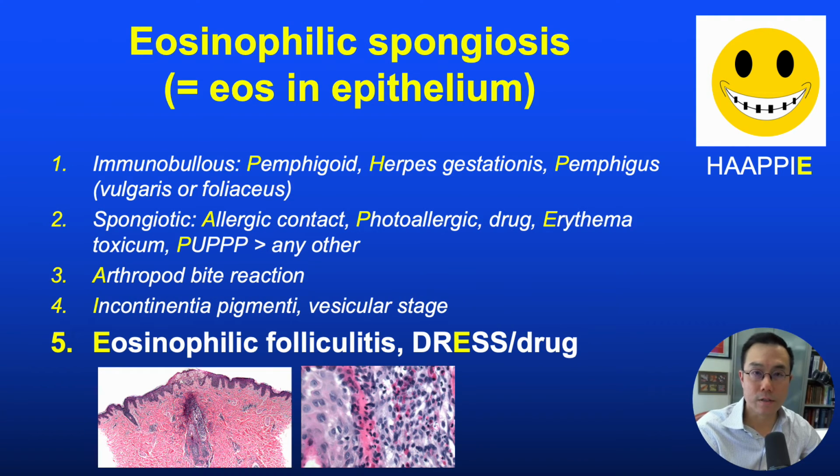And of course, one can also consider some of the so-called eosinophilic dermatoses, such as eosinophilic folliculitis and various drug reactions, including DRESS. Although I'll highlight with DRESS that even though the E stands for eosinophilia, it's referring to peripheral eosinophilia, so one does not necessarily need to see lesional skin eosinophils, much less eosinophilic spongiosis, to make the diagnosis of DRESS.